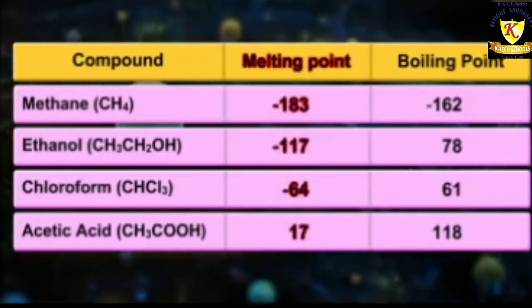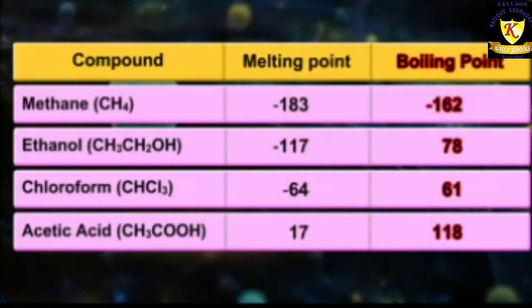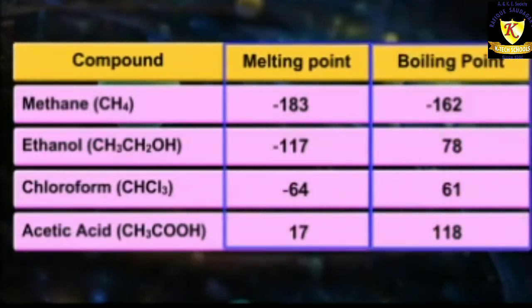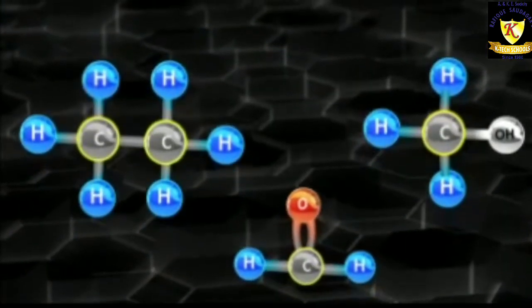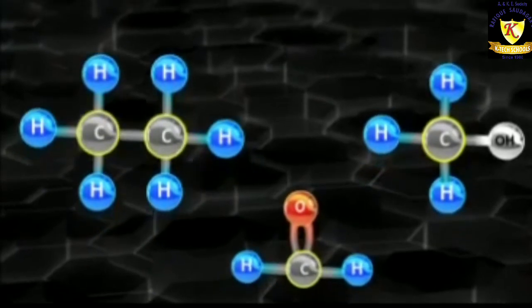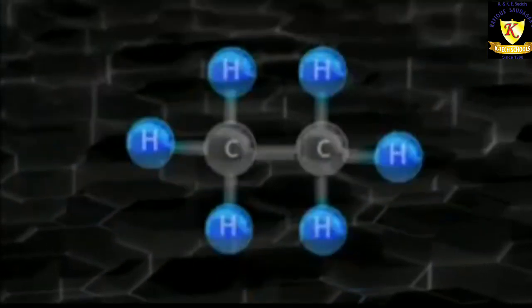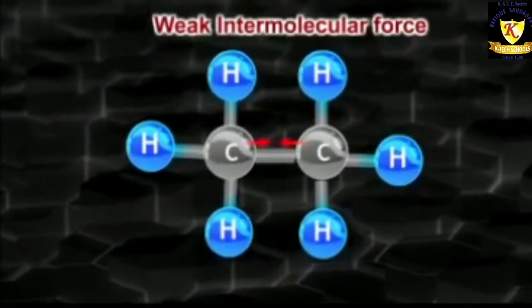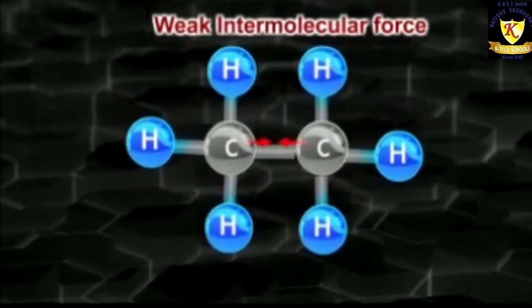The following table shows melting and boiling points of a few carbon compounds. Are these values higher or lower as compared to the ionic compounds? Generally, the melting and boiling points of carbon compounds are found to be lower than 300 degrees Celsius. From this, we can understand that the intermolecular attractive forces are weak in carbon compounds.